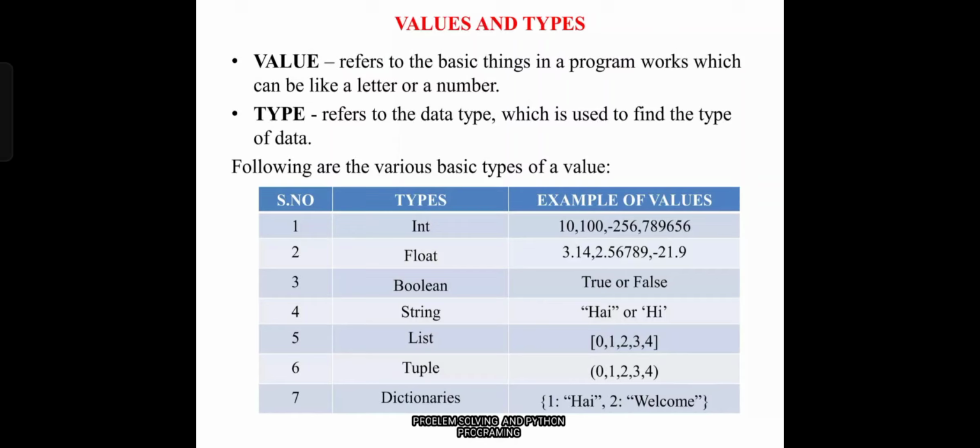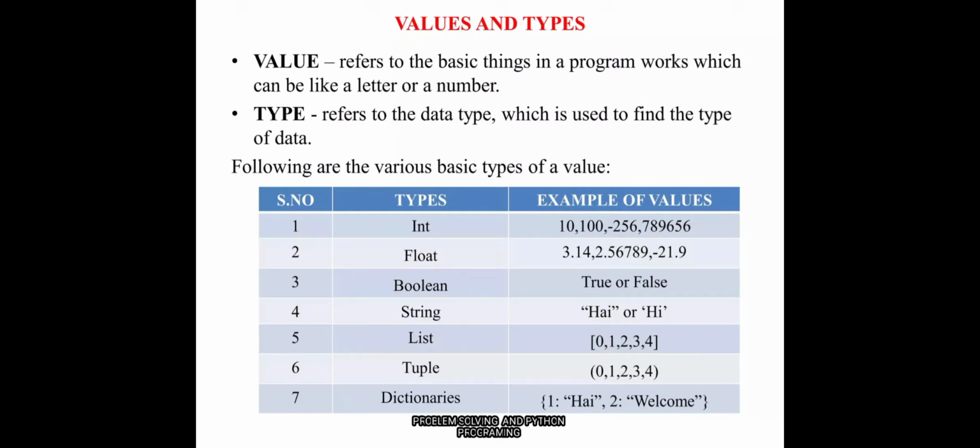Today the topic we are going to see is about values and types. Values are the basic things in a program, which refer to a letter or number. The value can be any character or any number that can be prescribed in the given format, and whenever we provide a value into the program, we have to provide the data type for the corresponding value. It can be an integer, character, decimal, float, string or list.